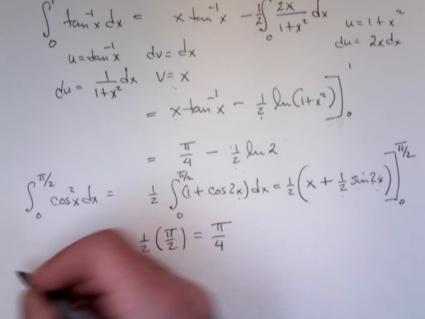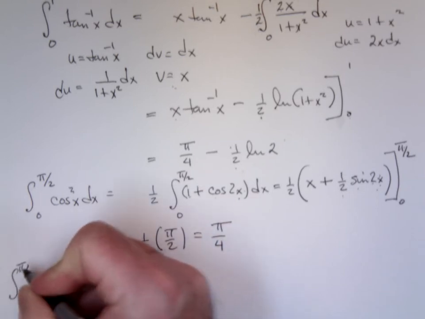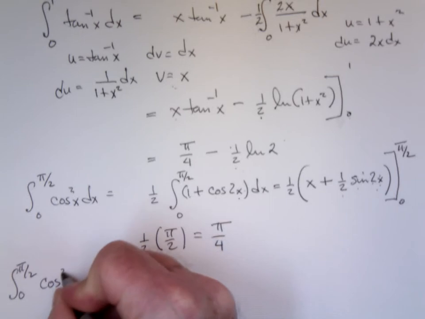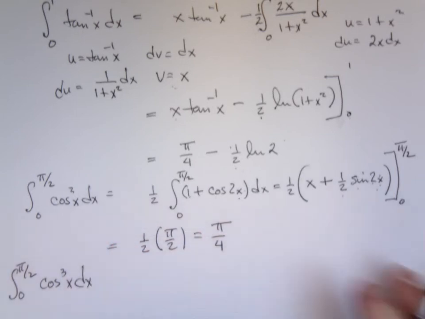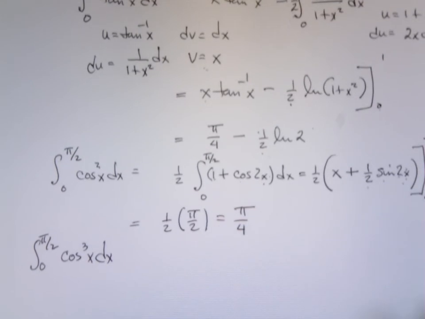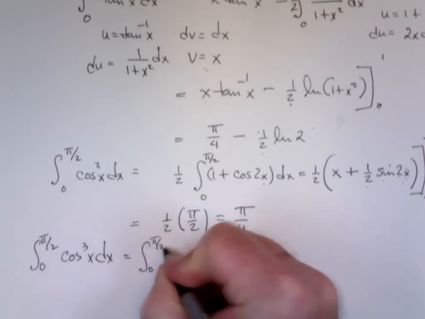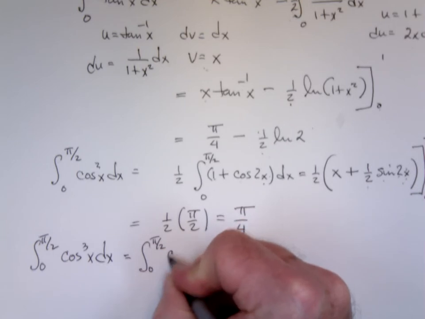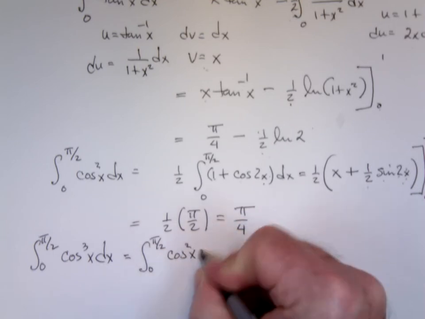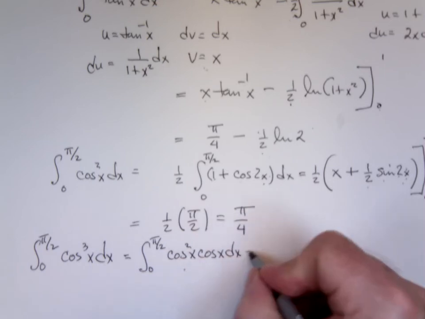Number 5. The integral of cosine cubed from 0 to pi over 2. Oh, boy, I'm stretching it out here. Okay, here we go. You've got cosine to an odd exponent. Here's what you're going to do. Split one of them off. The rest of them, well, I'll write it out. The cosine squared, change the signs.